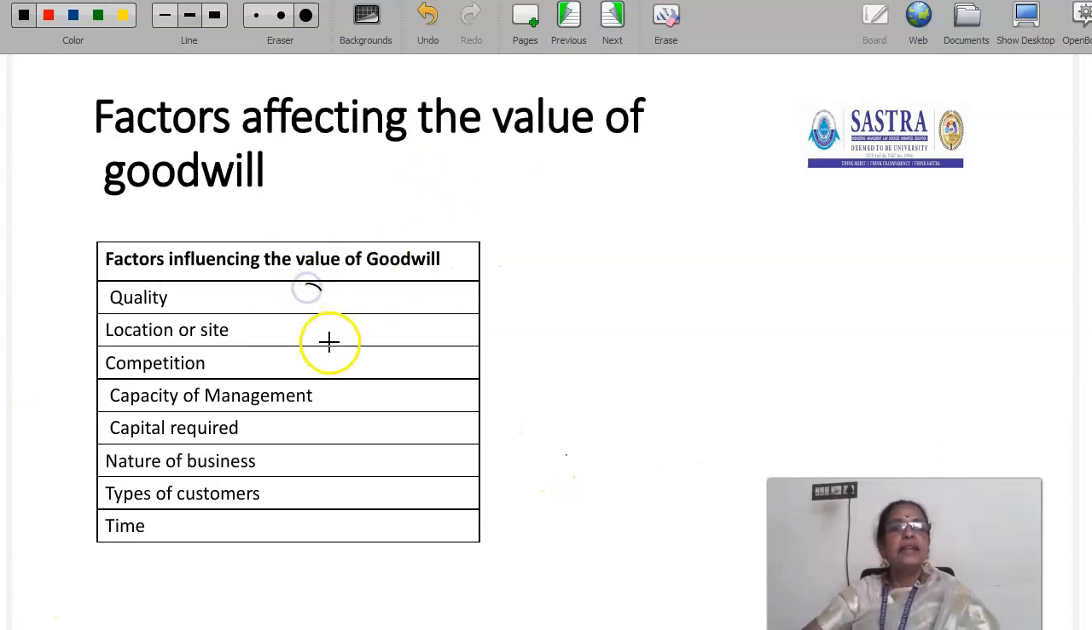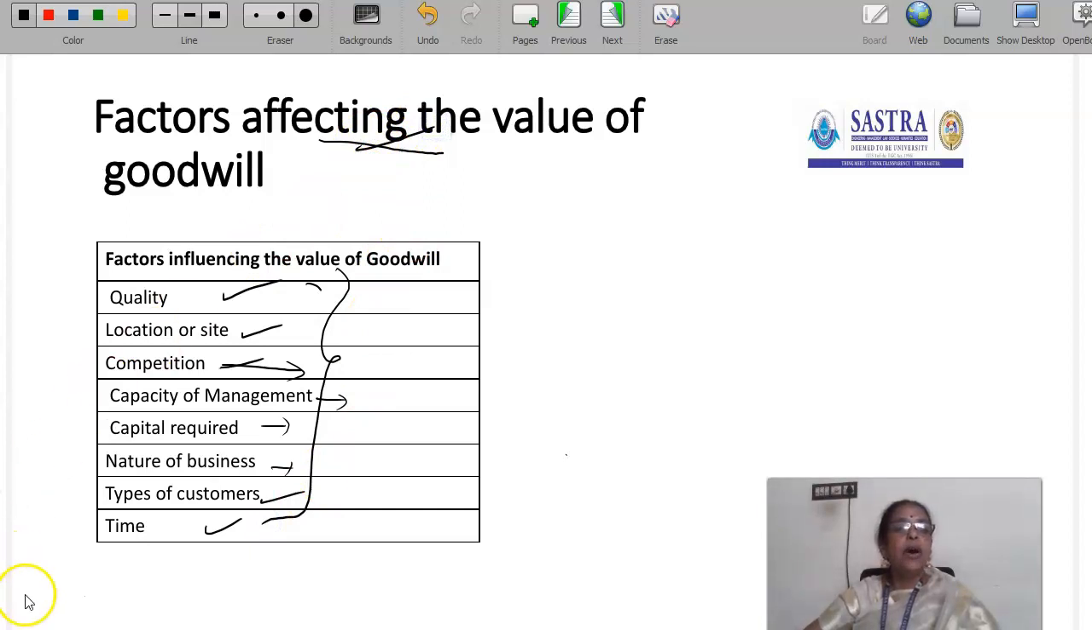There are several factors which affect or influence the value of goodwill. The major factors are the quality of the product which is sold in the shop, then location or site, then competition. If the business doesn't have much competition, then the value of goodwill will be high. Capacity of management, capital required, nature of business, type of customers, time. These are all the major factors which influence the value of goodwill.